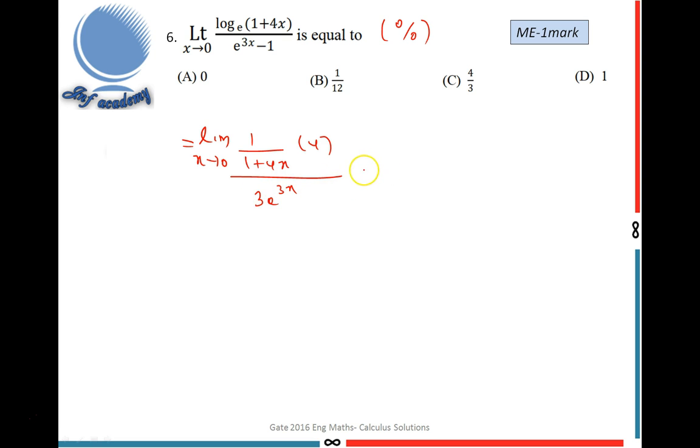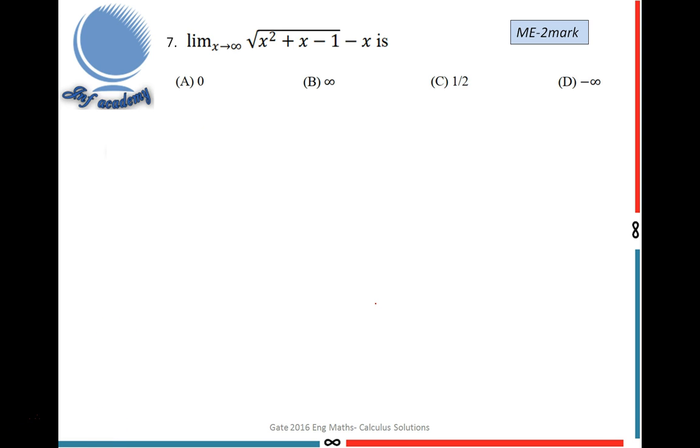Next I substitute the limit x tends to 0. So this value is 1 by 1 into 4, divided by e power 0 which is 1, into 3, so 4 by 3. So the final answer is 4 by 3. The answer is option C.